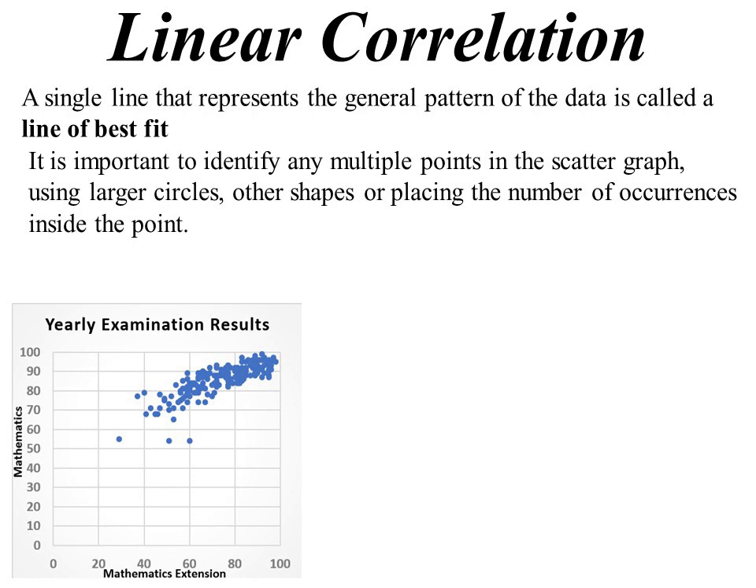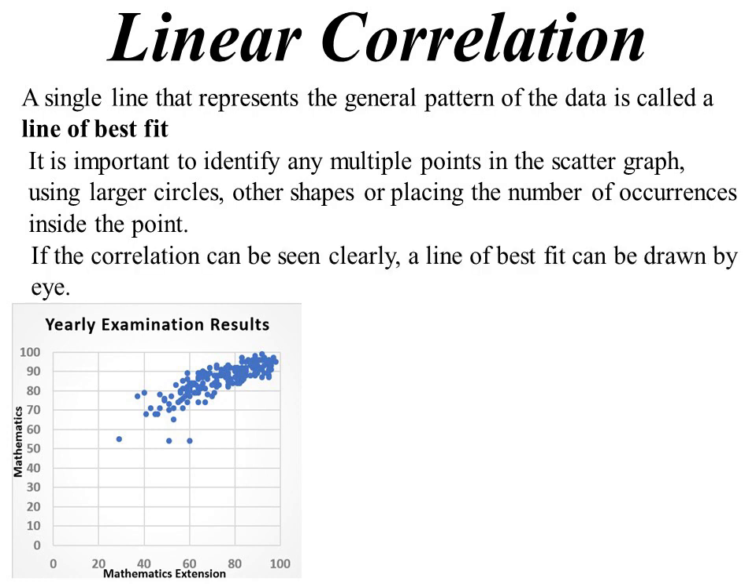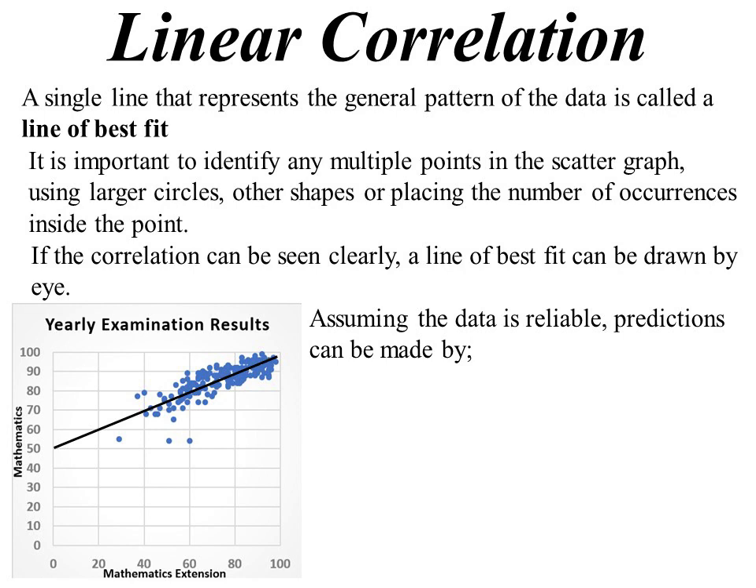Okay, so back to our mass extension one. If I wanted to draw in my line of best fit, usually you just do it by eye. That's where I put my one. You're trying to get as many points close to the line as possible, basically. You're trying to get it as tight as you can to that line. So that's where I placed my line of best fit. Now, assuming that all that data is reliable, then you can make predictions.